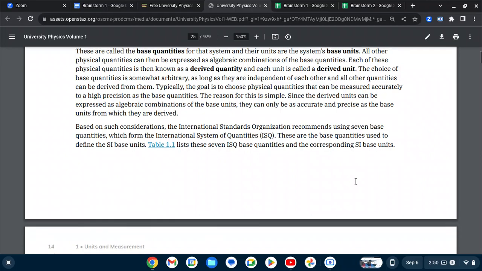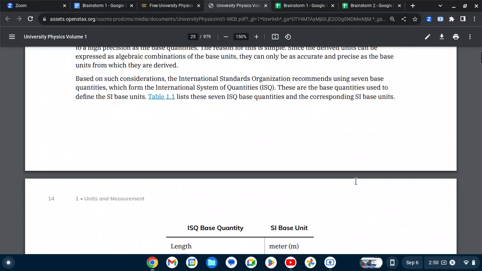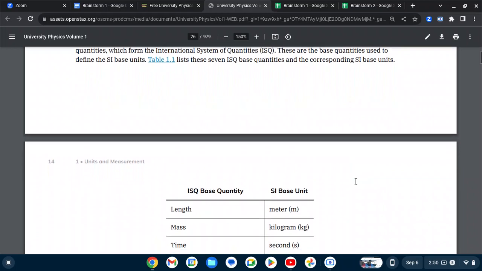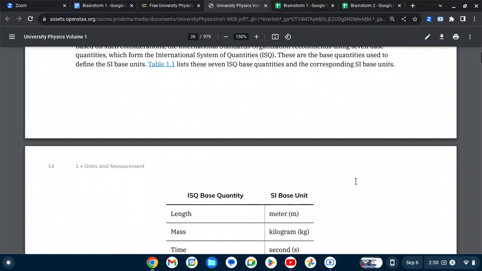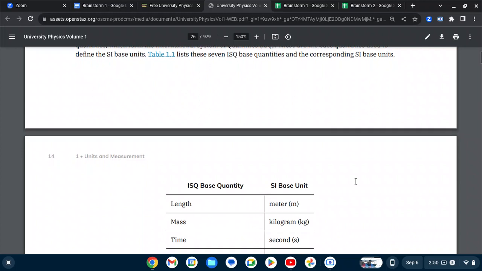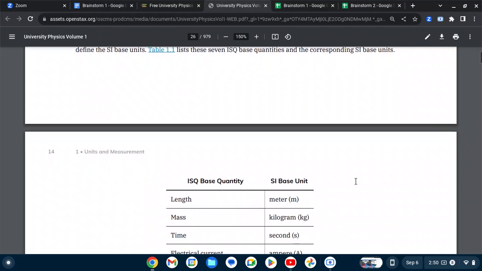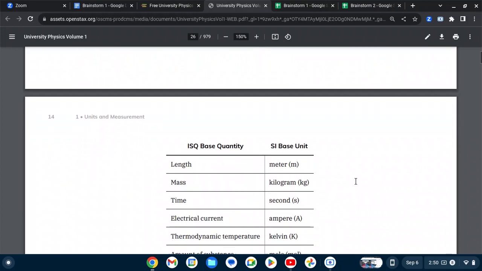Based on such considerations, the International Standard Organization recommends using 7 base quantities, which form the International System of Quantities. These are the base quantities used to define the SI base units. Table 1.1 lists these 7 ISQ base quantities and the corresponding SI base units.